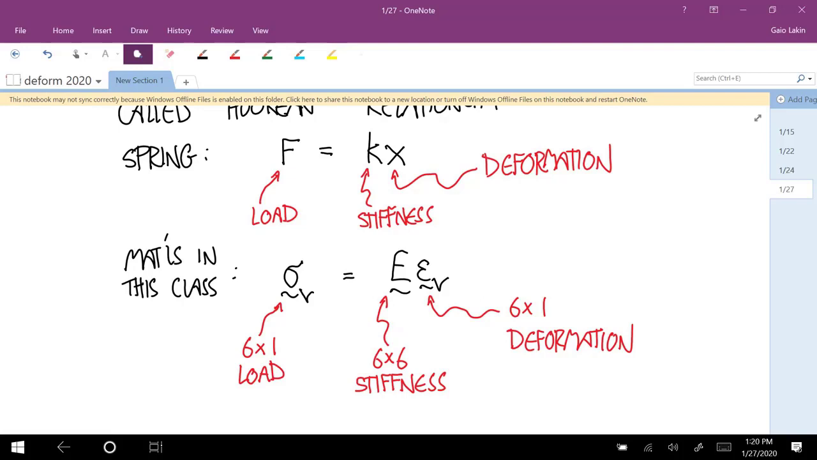Also, Hooke's law says this: there's a linear relationship between load and deformation for a material that has a linear relationship between force and deformation. That's a pretty crappy law.